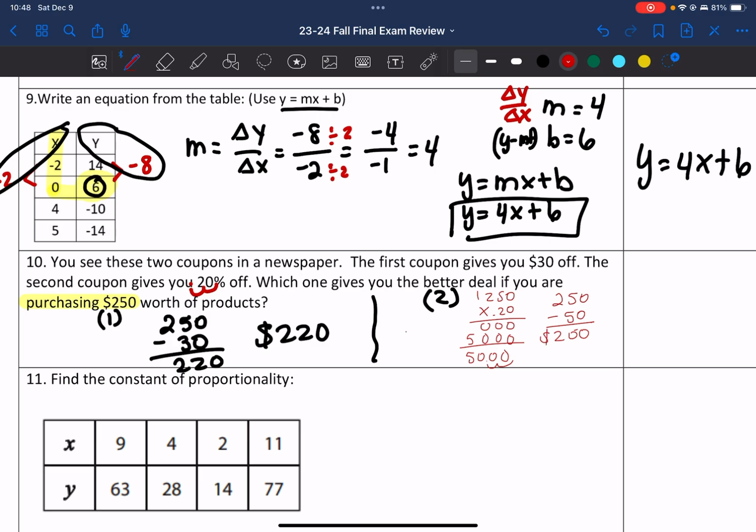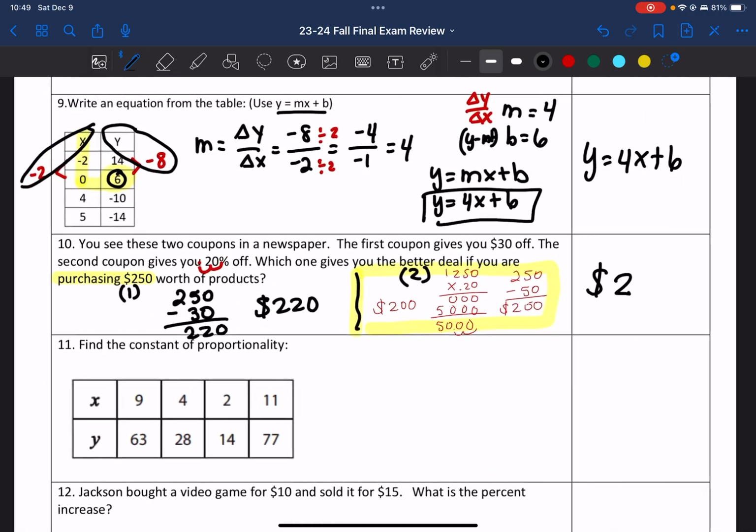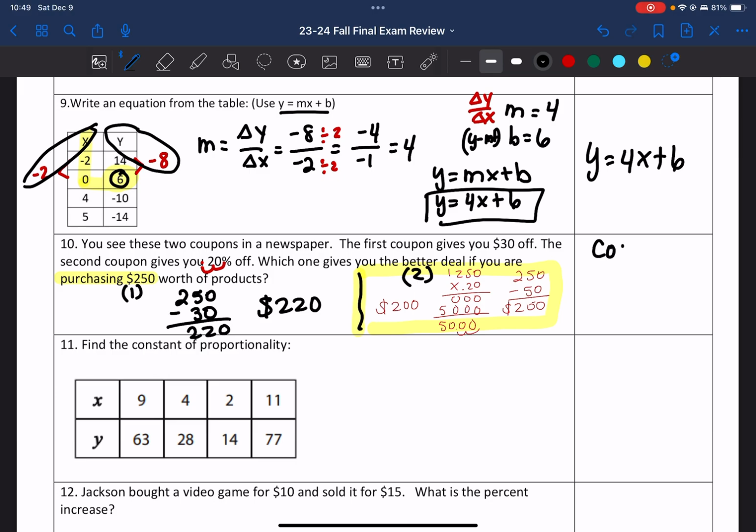Okay. So if we're looking at this, which one is the better deal? After taking off whatever percent or amount off, which one was cheaper, I can see that option 2 is cheaper. So my final answer is going to be coupon 2, because you pay $200.